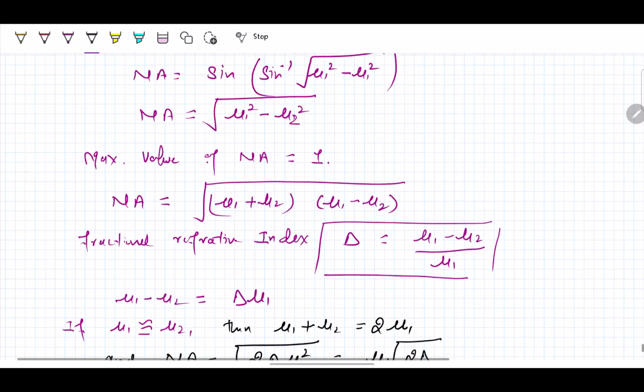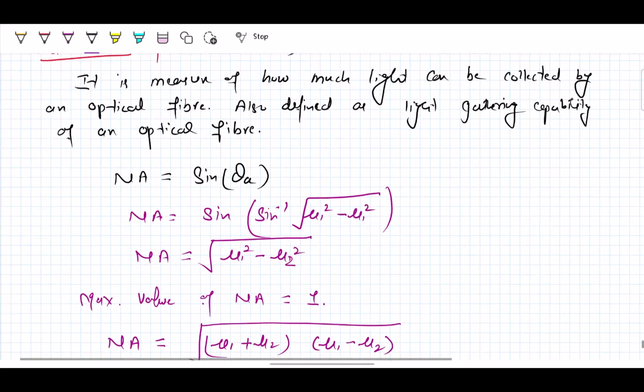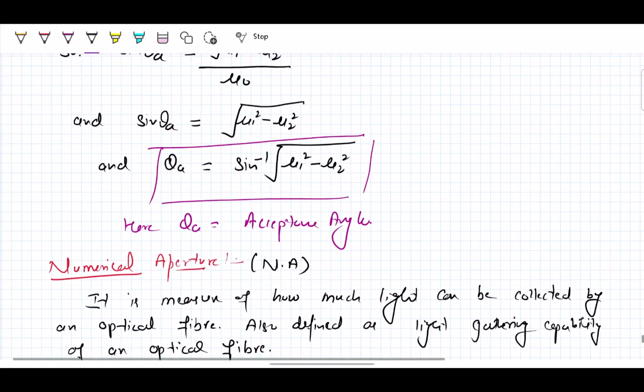So this is how you can modify your equation, and this is all about the optical fiber, acceptance angle and numerical aperture.